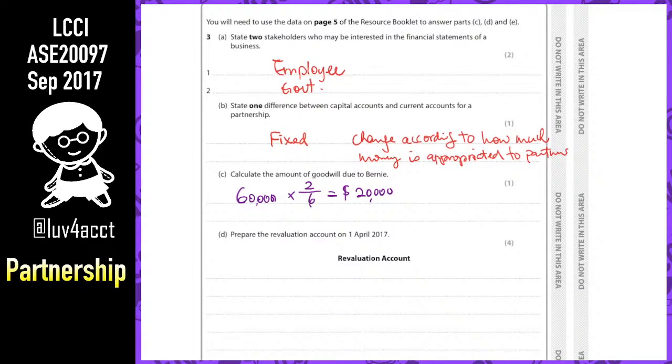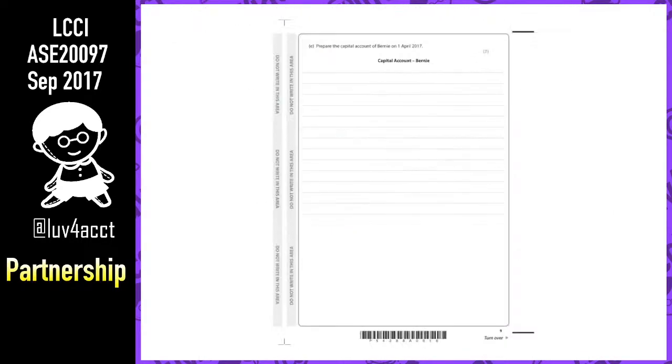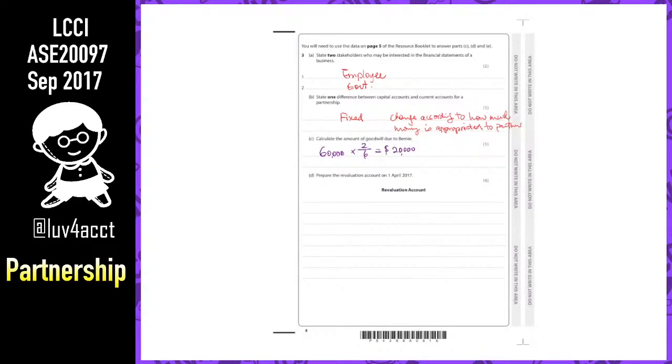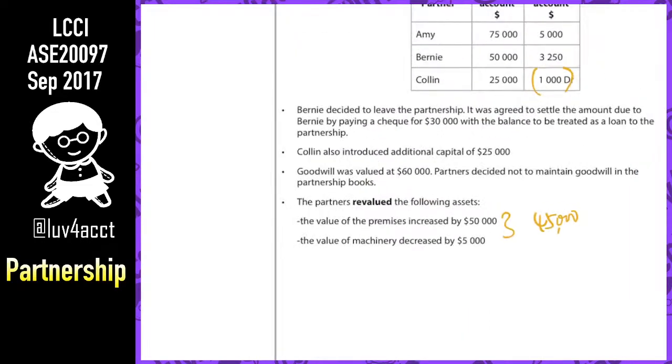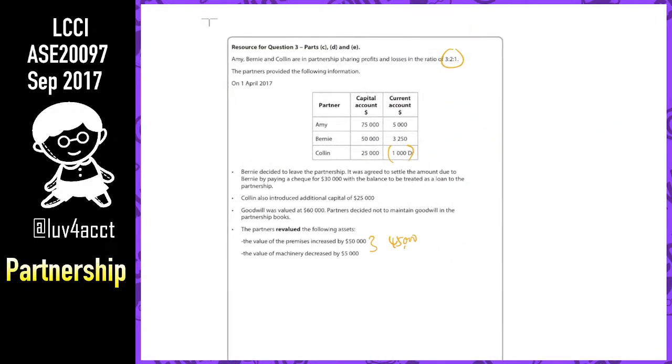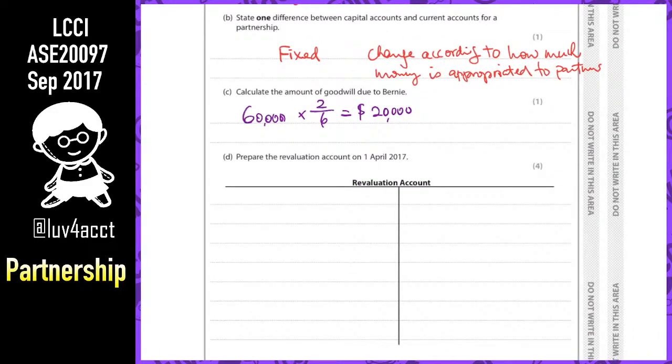Prepare the revaluation account. Okay, we have the revaluation account. Everything happened on the 1st of April, right? 1st of April. Yes, I think so. Okay, so premises and machinery. Here we have increase.